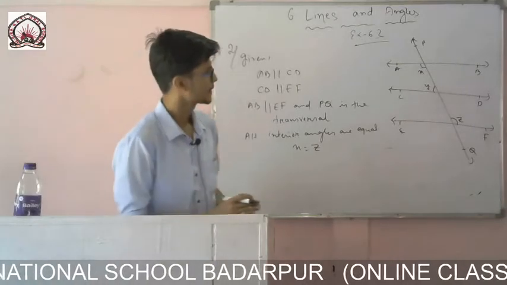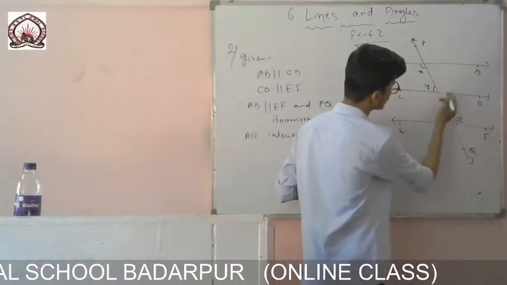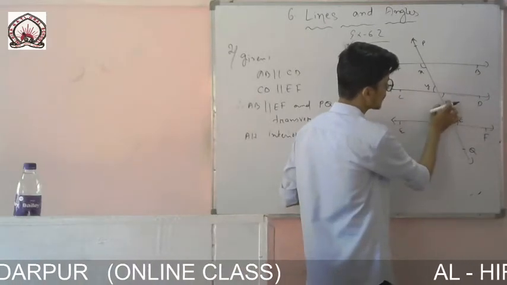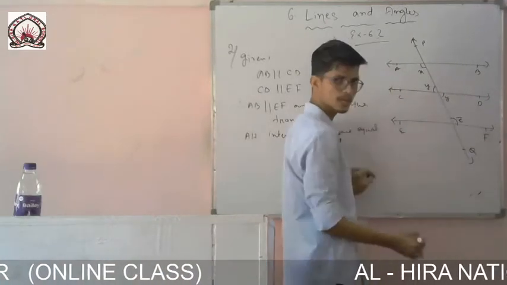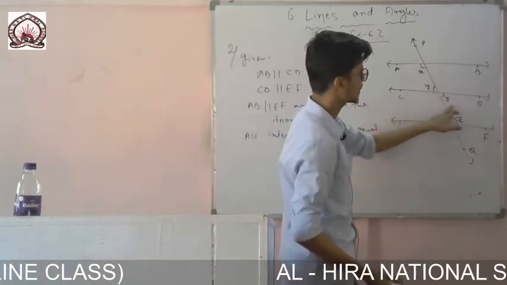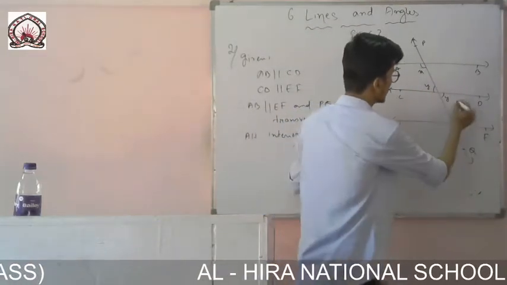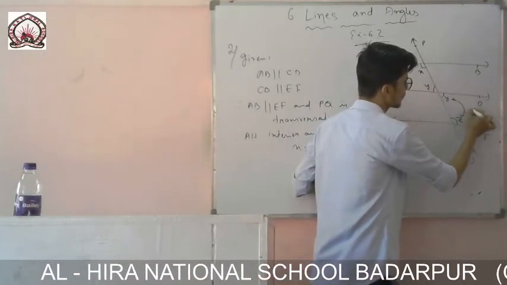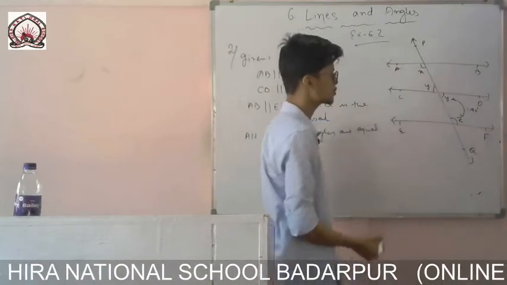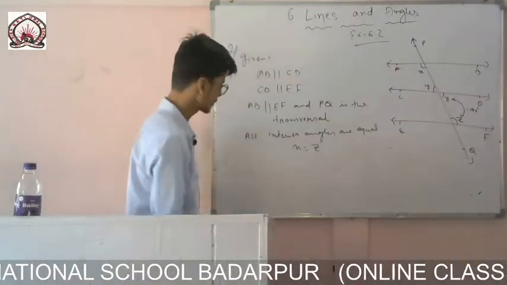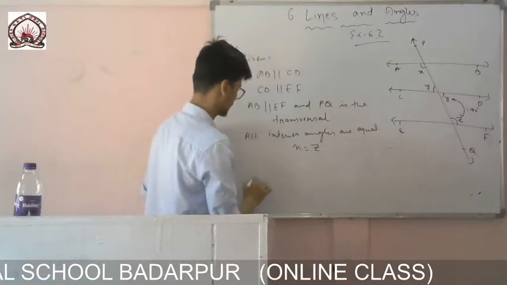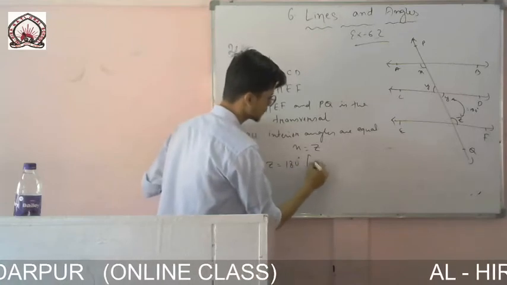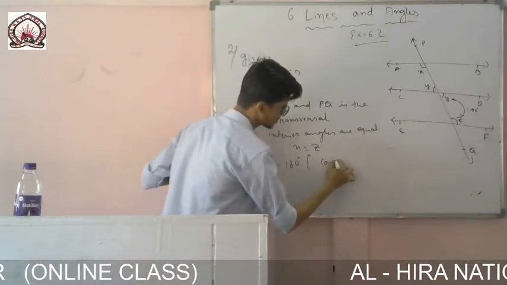So you see here, this y and this angle are vertically opposite angles, and this one and this angle are vertically opposite angles, and now it becomes co-interior angles. So now the sum of these two will be equal to 180 degrees. So you write like this: since y plus z is equal to 180 degrees, and in bracket you write, since co-interior angles.